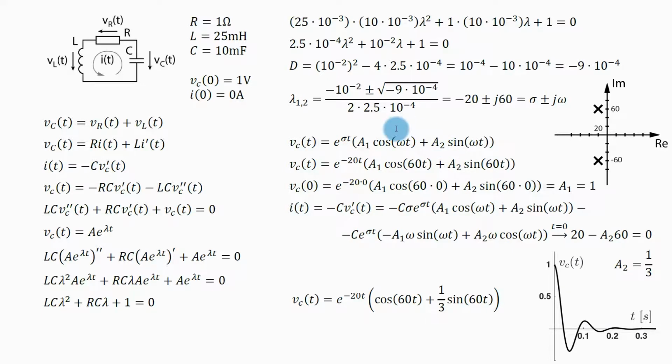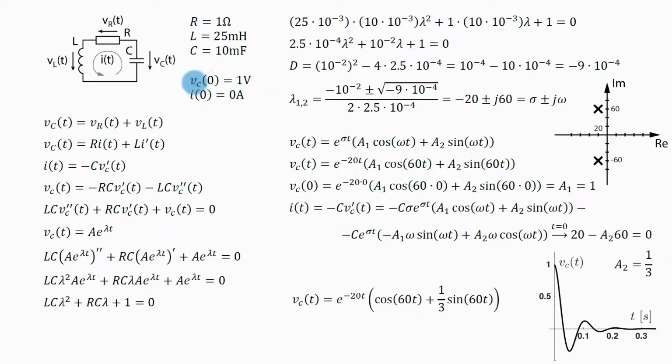Now I will substitute for sigma and omega. My sigma is minus 20 and omega is 60. Here I have it substituted. This is my general solution. That is all the ways my system can behave. Now let's compute the particular solution for these initial conditions.